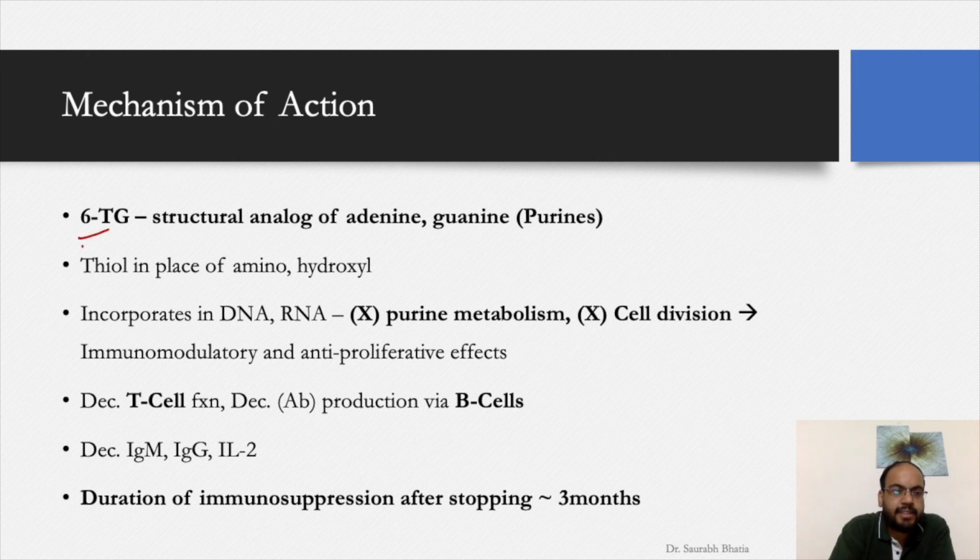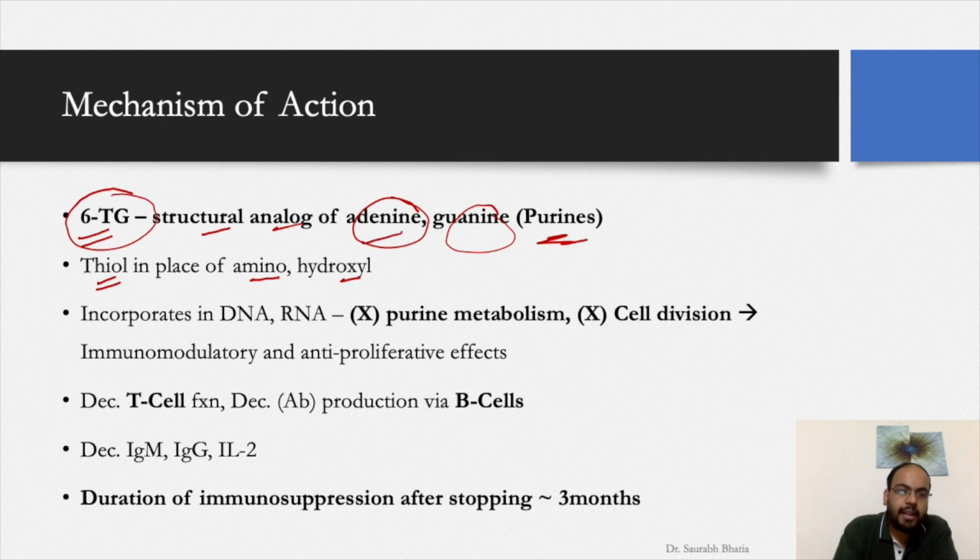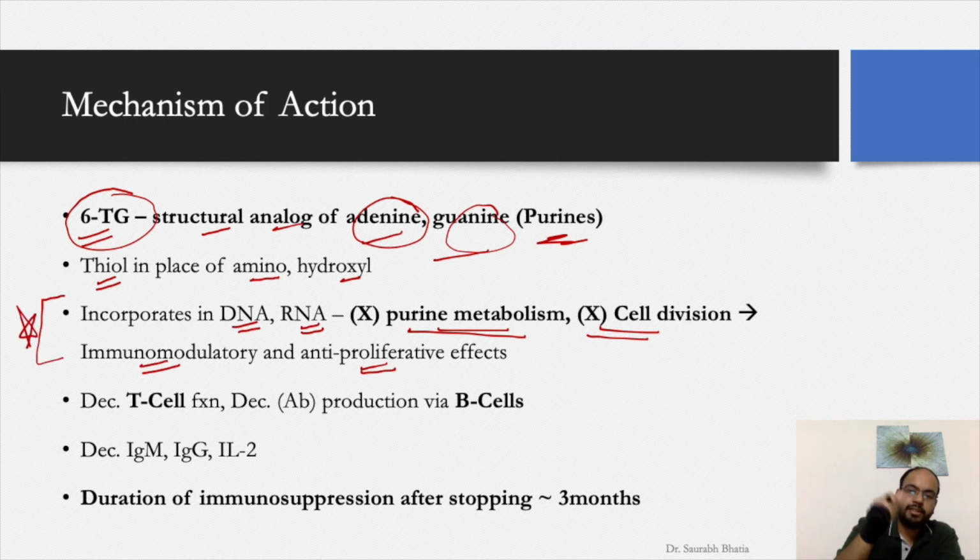So as I had said, 6-thioguanine is a structural analog of adenine and guanine. These are the purines. 6-thioguanine has a thiol group in place of amino and hydroxyl, which we discussed previously when we were discussing the structure. Now what happens is 6-thioguanine replaces adenine and guanine inside the DNA and RNA of the cells, and this leads to inhibition of purine metabolism and also inhibition of cell division. Because of inhibition of cell division, the inflammatory cells don't divide, they don't proliferate, and this leads to immunomodulatory and anti-proliferative effects. So this is the major mechanism of action of azathioprine.